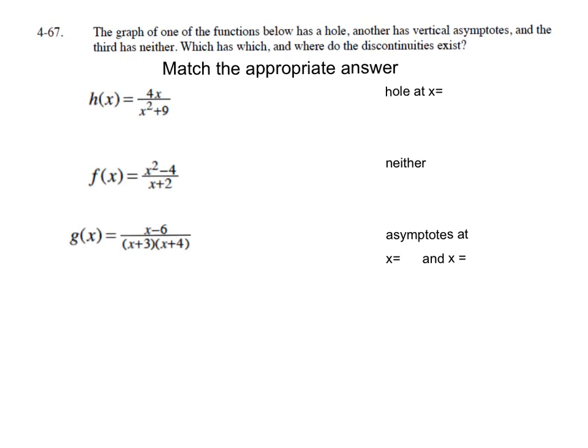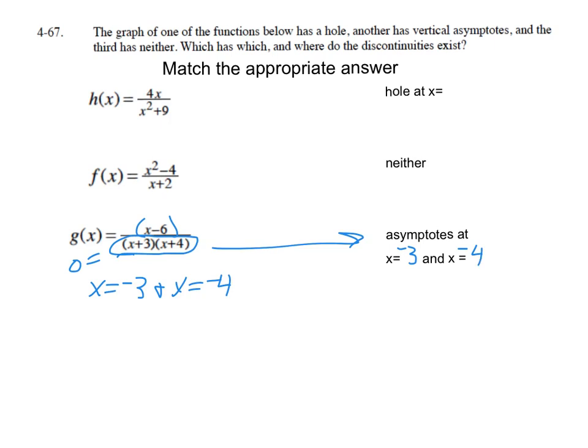Welcome back, and I'm going to start with the bottom one. The reason why I'm starting with the bottom one is I know that I have two factors in the denominator, a factor in the numerator. Nothing's going to cancel, and so my denominator equals 0 when x is negative 3 and when x is negative 4. Therefore, this is going to match with asymptotes at x equaling negative 3 and x equaling negative 4 because no factors canceled or reduced.